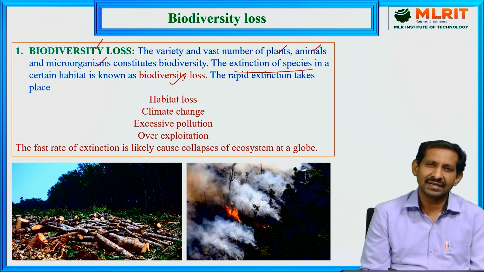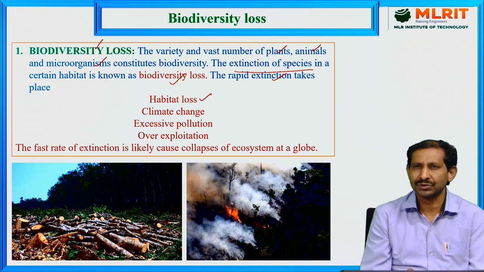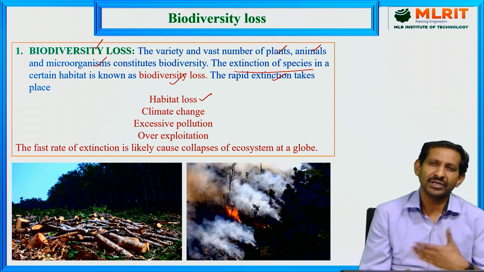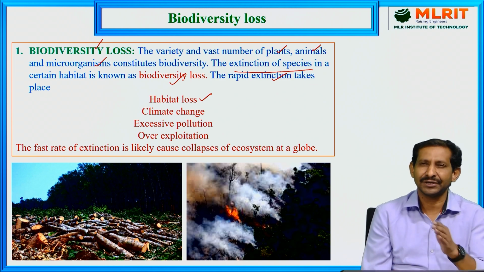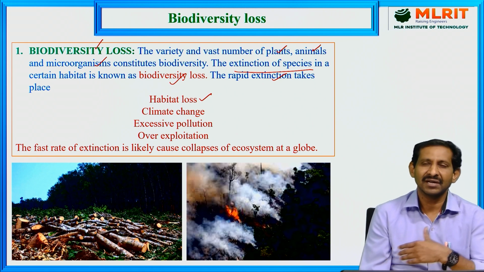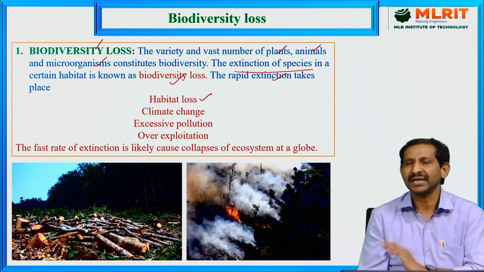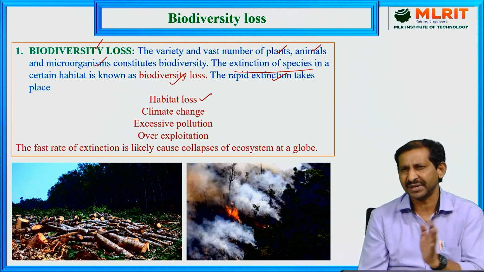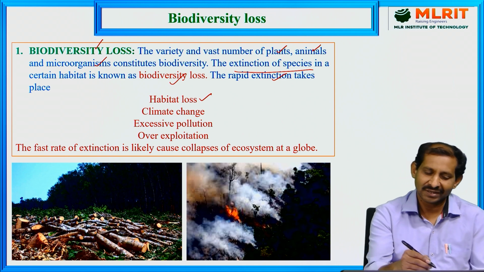Some of the reasons for the rapid extinction of species in biodiversity: the first one is habitat loss. Habitat loss means, for example, when the space between the different species present in the biodiversity is reduced, then those species slowly go extinct. For example, if a large forest is available, whatever species are in that forest can easily live together. But once the forest is slowly cut, deforestation takes place and the space reduces, then the species present in that forest slowly go extinct. That is called habitat loss.